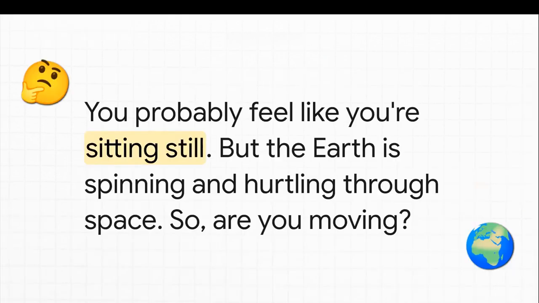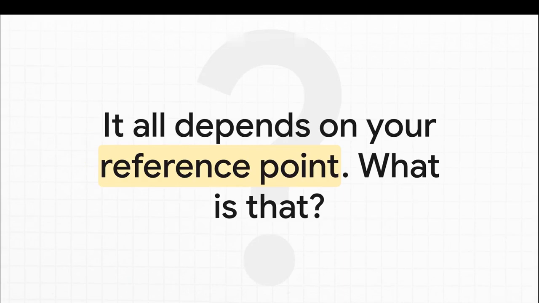Okay, think about it. Right now, you probably feel like you're sitting perfectly still. But you're on a planet that's spinning on its axis and rocketing through space around the sun. So are you moving or are you not? The answer, and this is kind of wild, is it depends. And that, right there, is the first huge idea we need to lock down. Motion isn't some absolute thing. To describe it at all, you first have to decide what you're measuring it against. We call this a reference point or an origin.